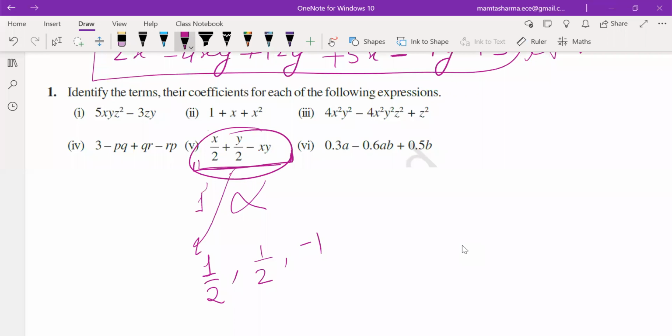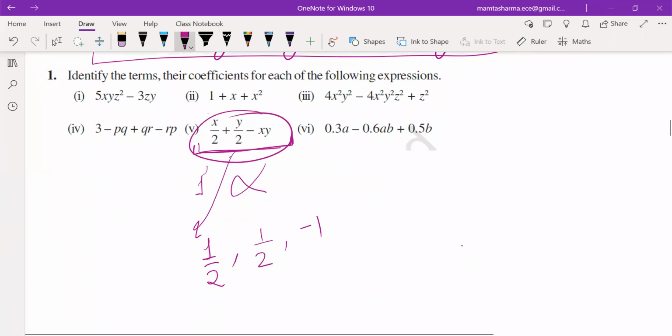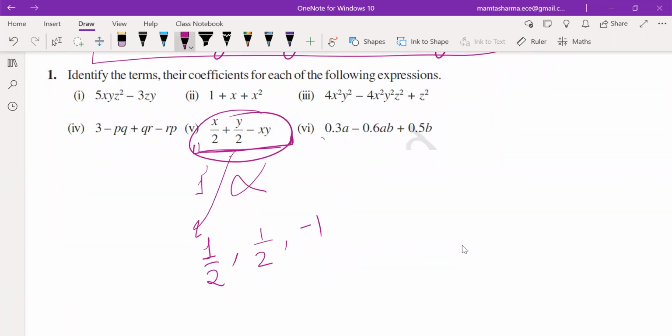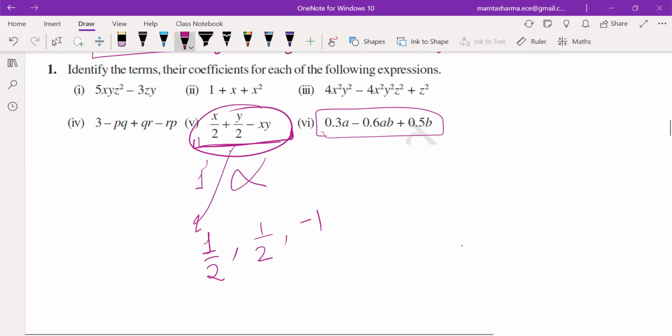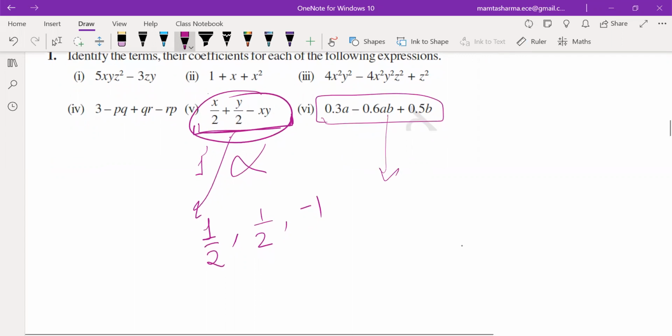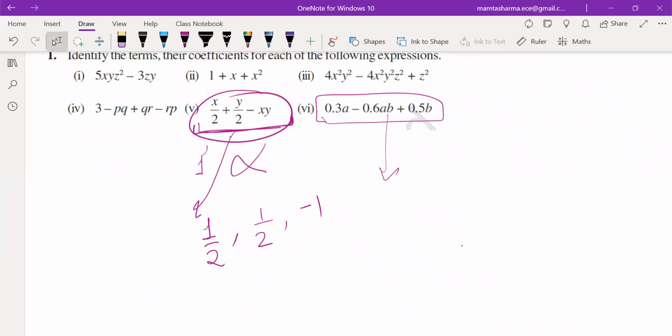Okay. Now, how many terms are there in the last expression? Nityashri? 3, ma'am. 3 terms are there. So this is a trinomial.